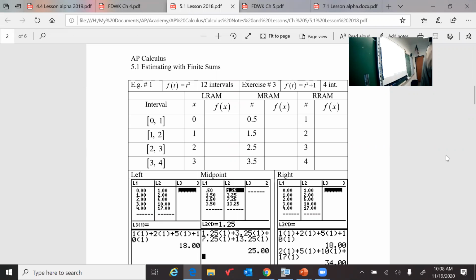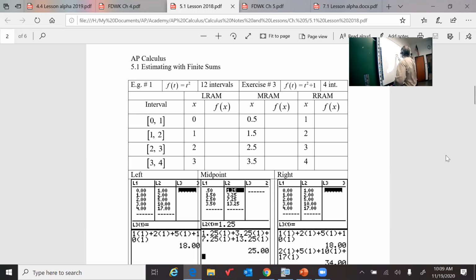Here's what we did. It's the same question, except that in example 1 you had t squared, and now they moved it up. It's t squared plus 1. And they changed the interval, instead of going from 0 to 3, going from 0 to 4. Here's the interval. They're all a width of 1.